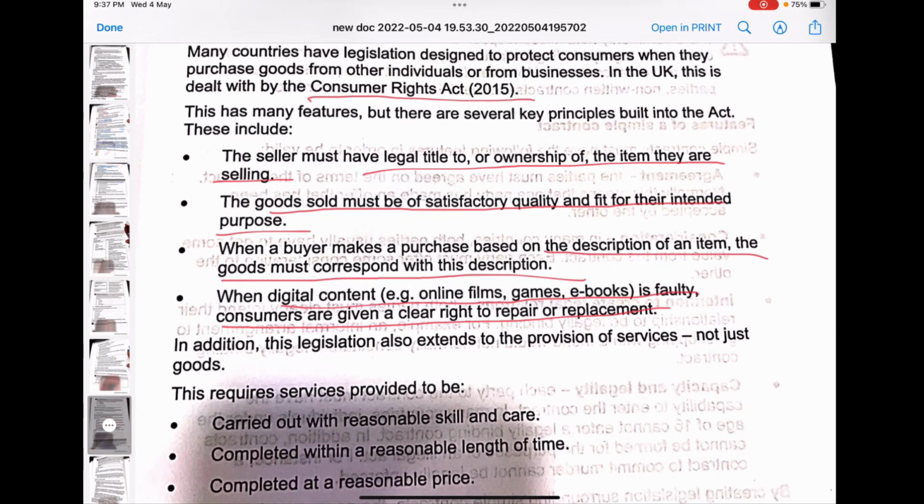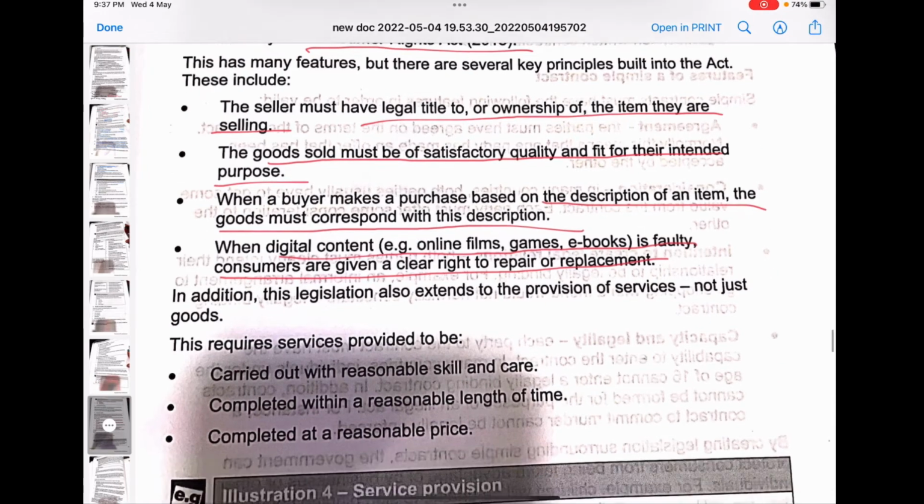So the first one in the Consumer Rights Act 2015 is that the seller must have the legal title or ownership of the things they are selling. The goods sold must be of good quality. And when the buyer makes a purchase based on description, it should match the description. And for digital content, if something is wrong in that, they must get a refund.